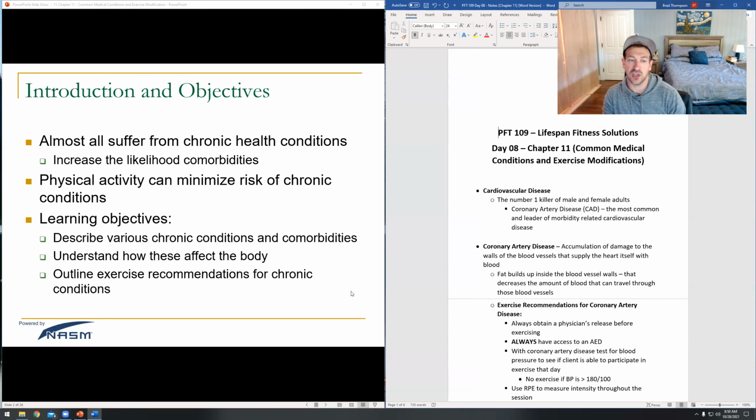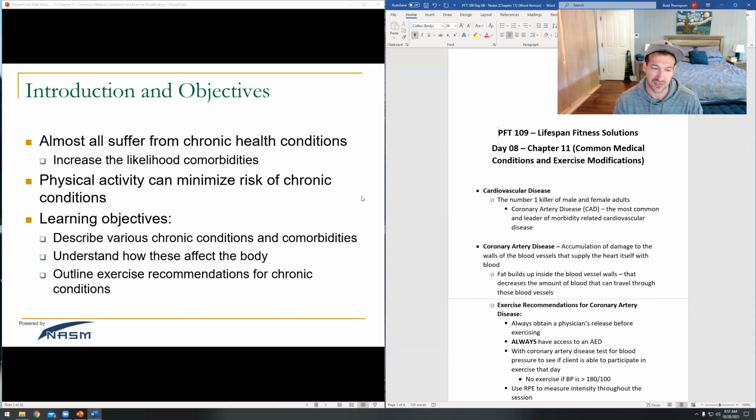So we know that almost all seniors will deal with some type of chronic health condition. It's very, very common, about 80%. And so that increases the likelihood of what we call a comorbidity. A comorbidity is basically one disease that's not necessarily interacting with another one, but is present while another disease might also be present. So somebody might have diabetes and osteoporosis, which are very unrelated, but they could suffer from both of those. So it's a comorbidity.